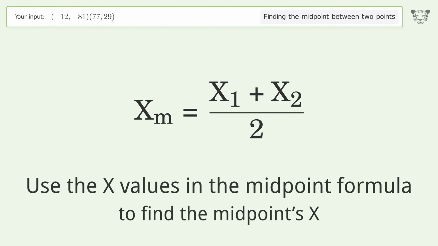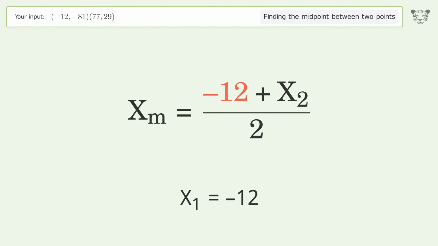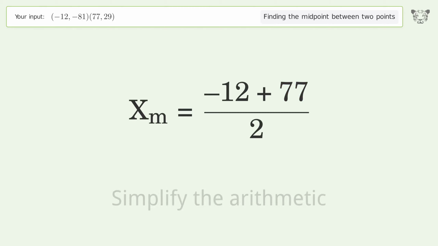Use the x values in the midpoint formula to find the midpoint's x. x1 equals negative 12. x2 equals 77. Simplify the arithmetic.